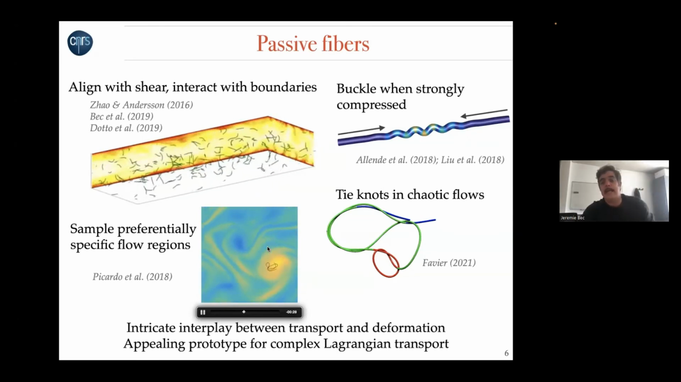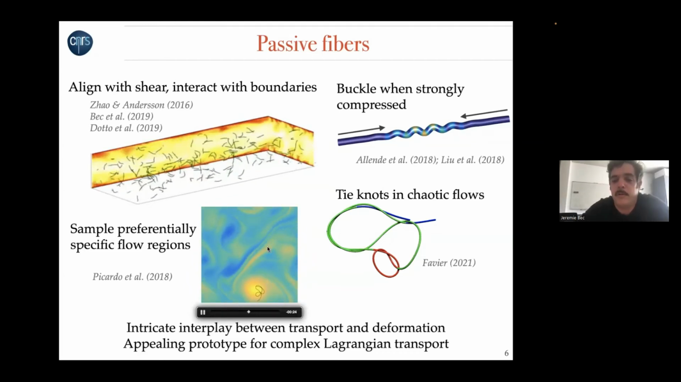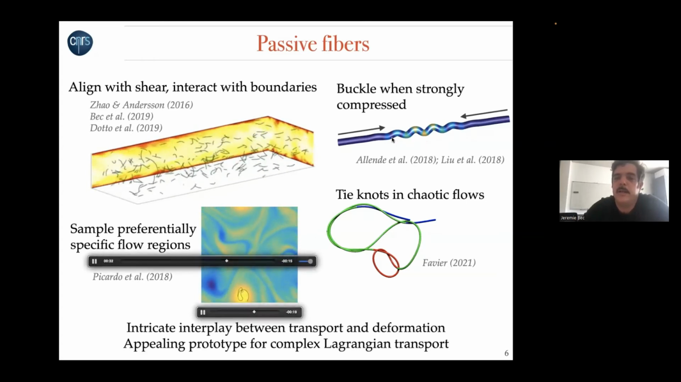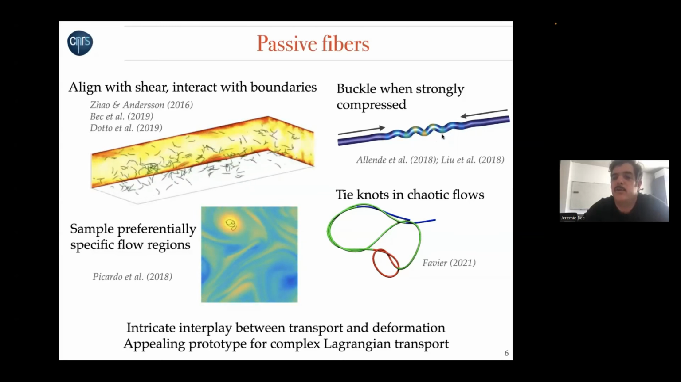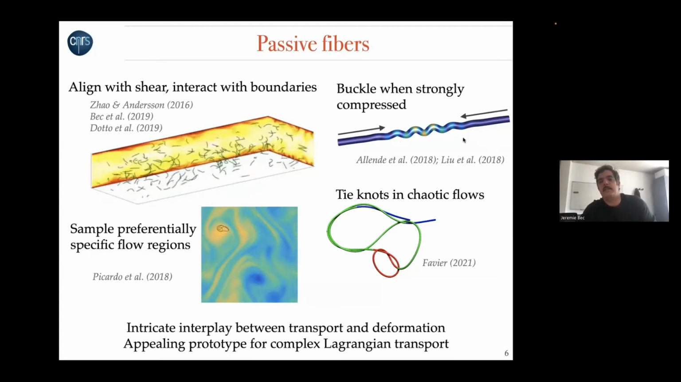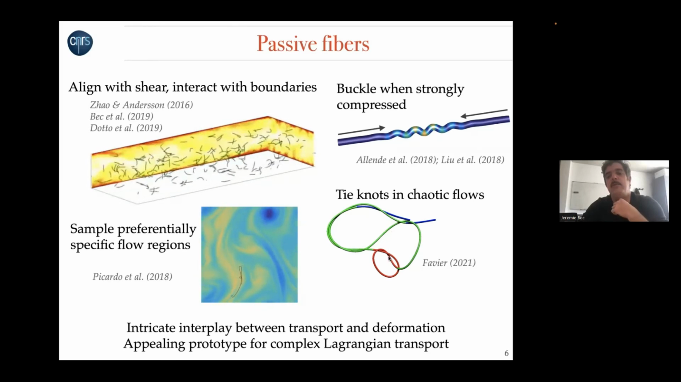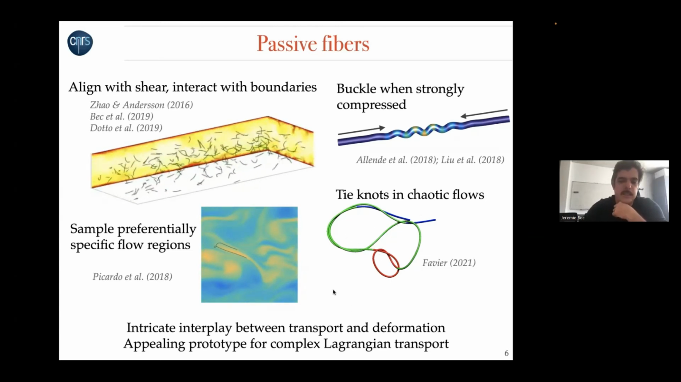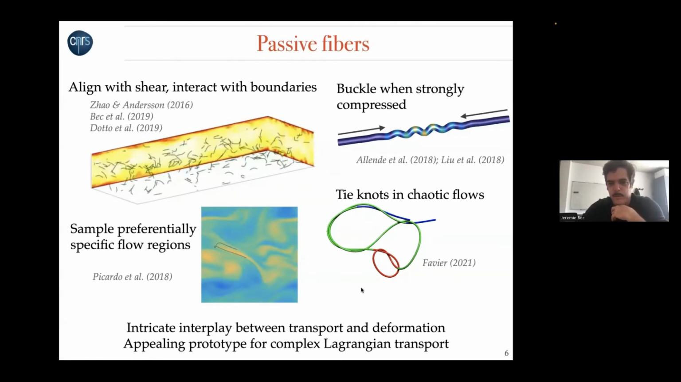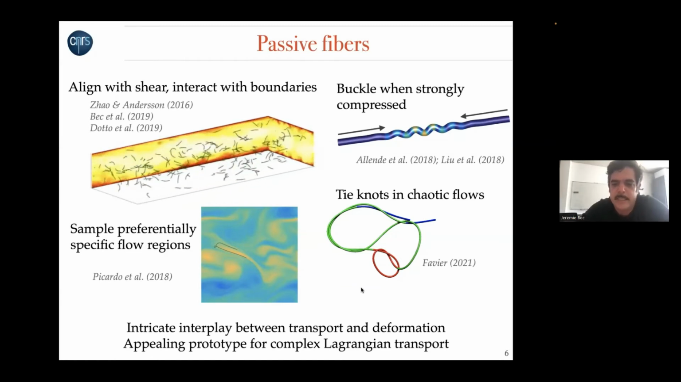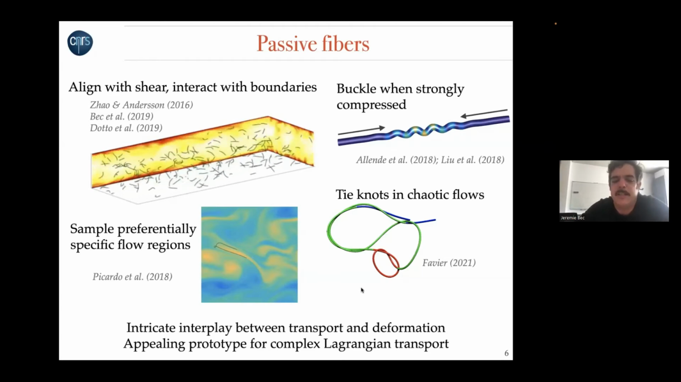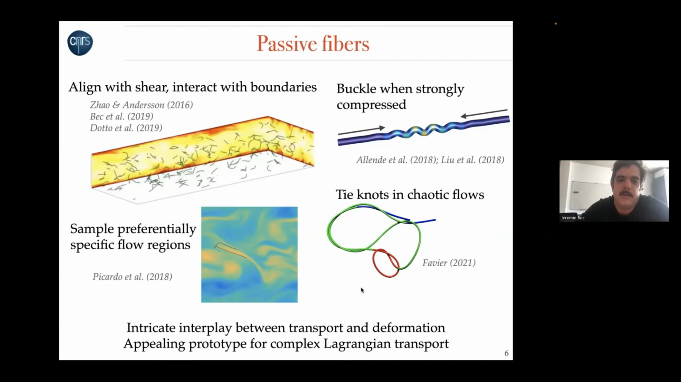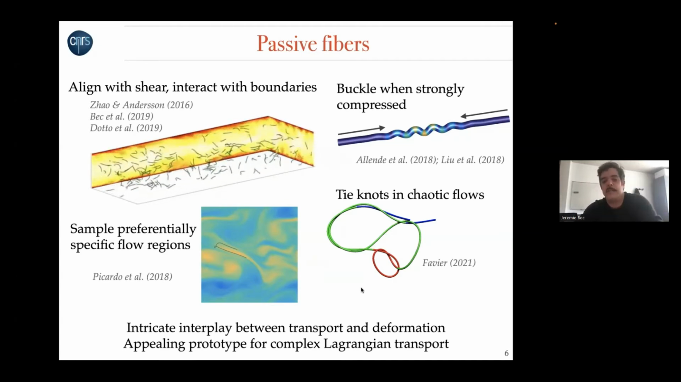So they tend also to form some preferential sampling of the flow, and then they have their own deformation dynamics. So for instance, when the fibers are compressed, they can go through an Euler buckling, with the development of an instability of this kind. And of course, in principle, if these fibers are very long and very flexible, they can tie and create all different kinds of knots. And this is some recent work that was able to look at the statistics of this kind of knots. So basically, these fibers, when they are passive at least, represent some kind of appealing prototype for complex Lagrangian transport, because there is clearly a very complicated interplay between their own transport and the way they deform.